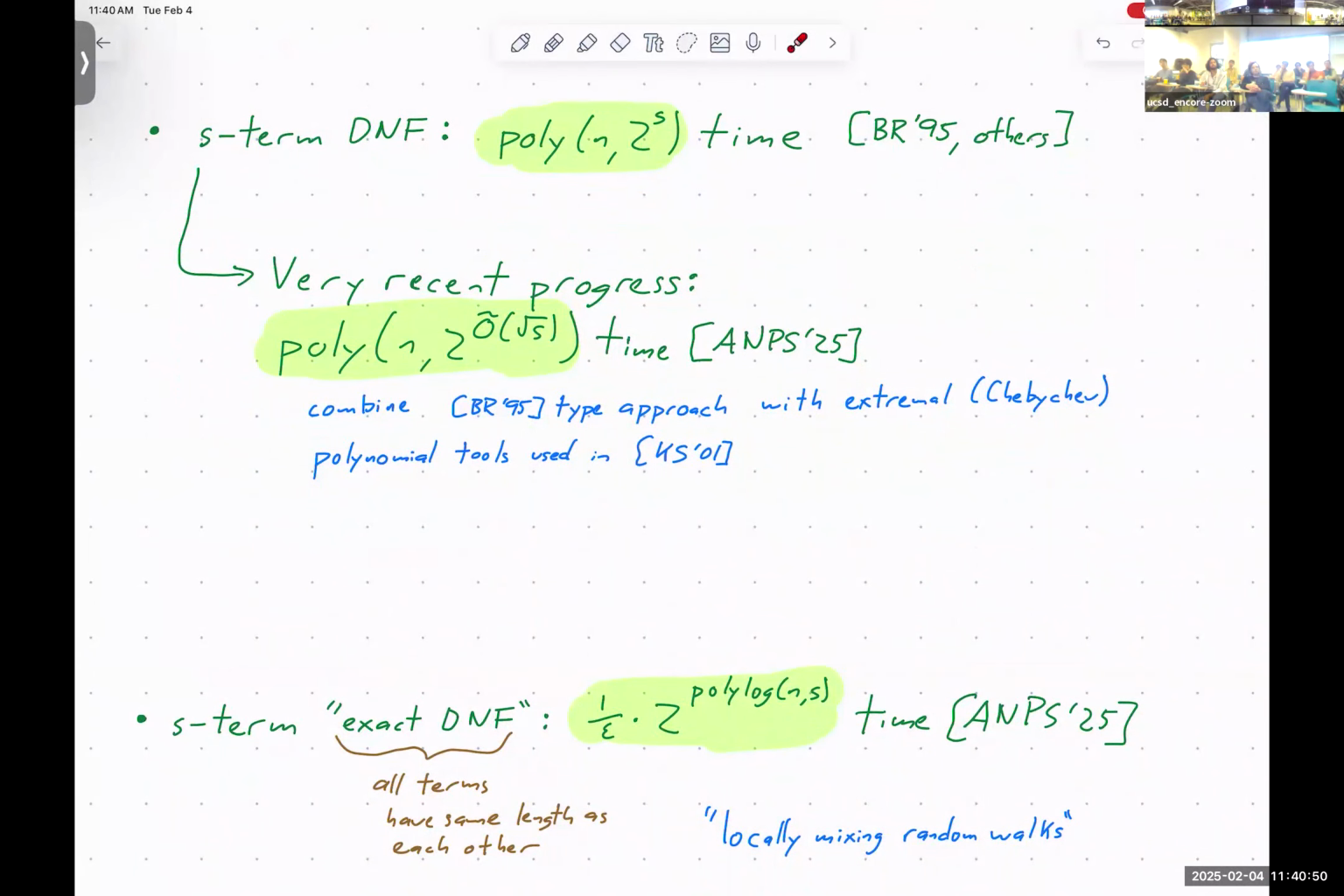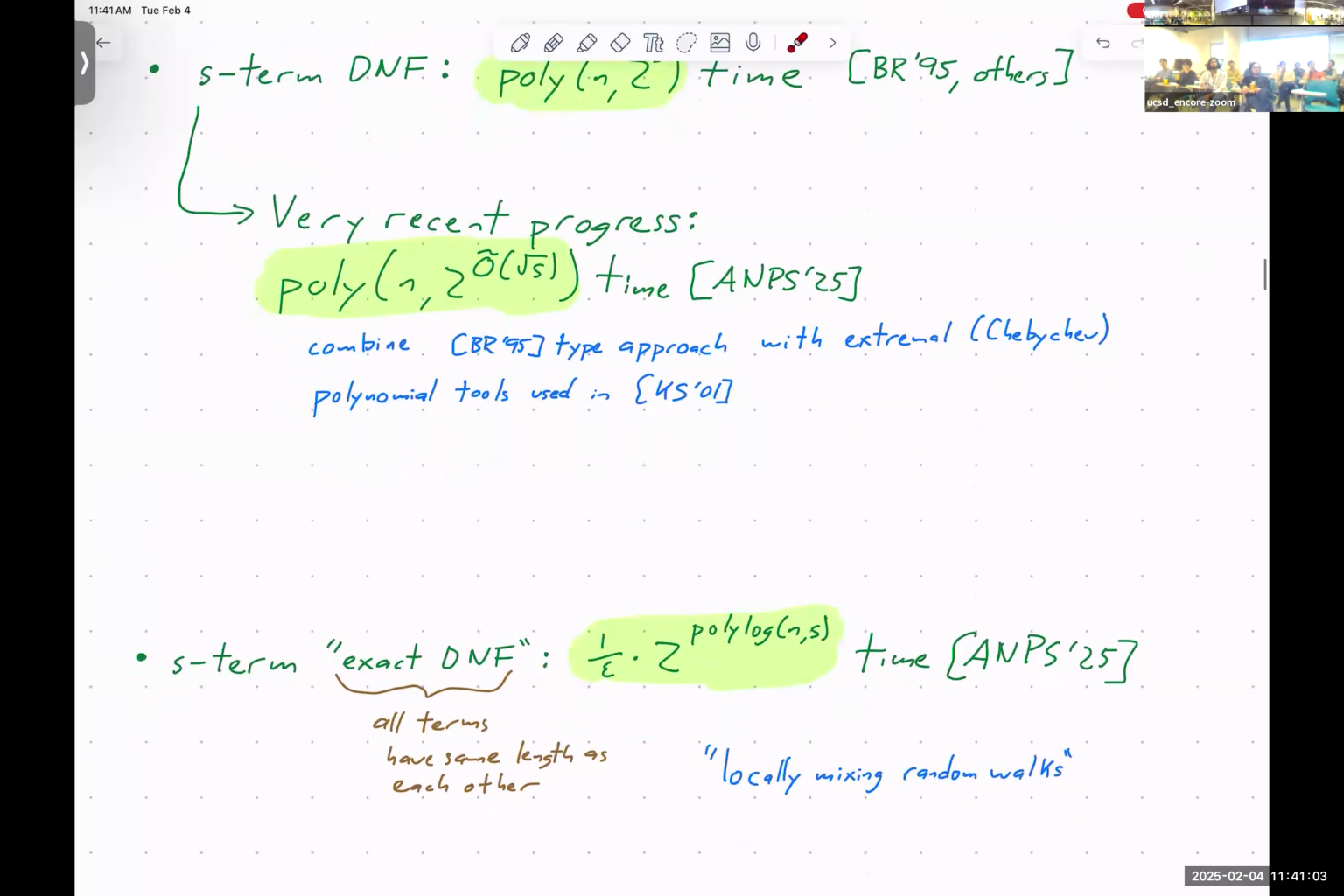One other very recent result is for a kind of bizarre class, the class of exact DNF formulas. I don't think people studied this before, but this was the class that our techniques turned out to be useful for. So what is this class of exact DNF formulas? It's DNF formulas in which all the terms have the exact same length as each other. This is a non-trivial restriction on DNF formulas.